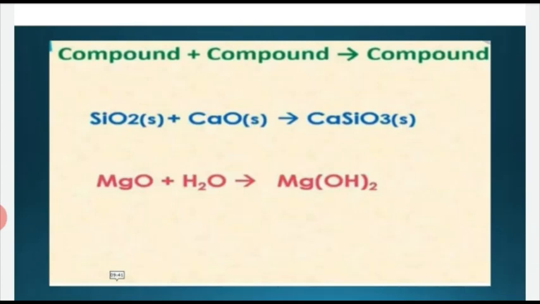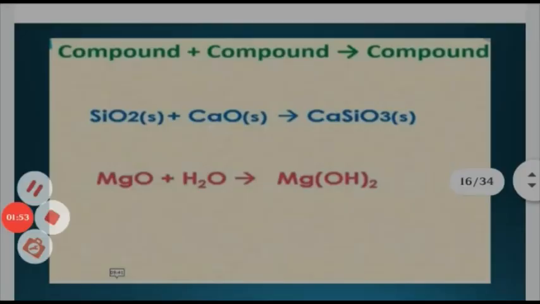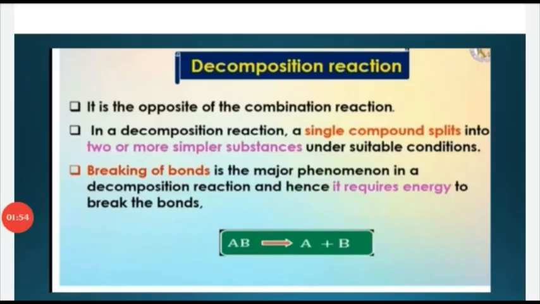So most of these combination reactions are exothermic in nature because they involve the formation of new bonds, which releases a huge amount of energy in the form of heat. So that's why it is an exothermic reaction. Next we'll see the second type of chemical reaction, the decomposition reaction.